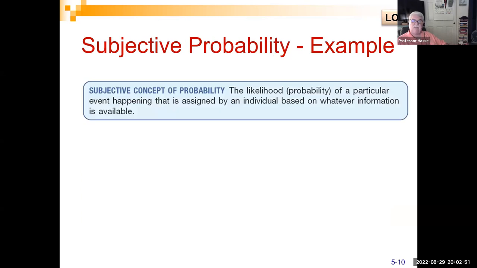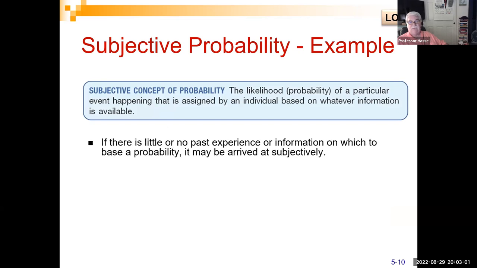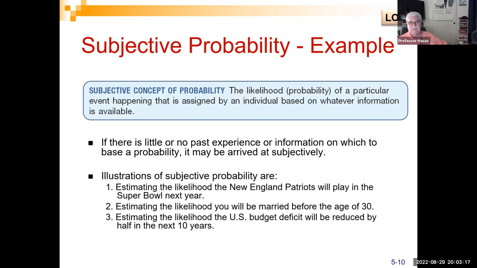And finally, subjective probability, the likelihood of a particular event happening that is assigned by an individual based on whatever information is available. In other words, subjective probability means there's no historical information like successful flights or no rainy days. You subjectively decide whether that is going to occur or not. All right, here's some examples.